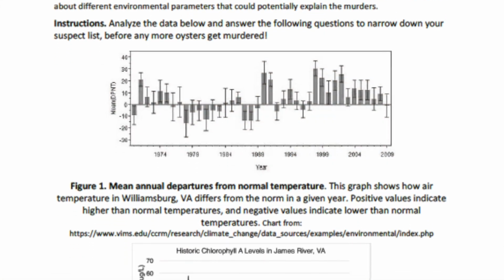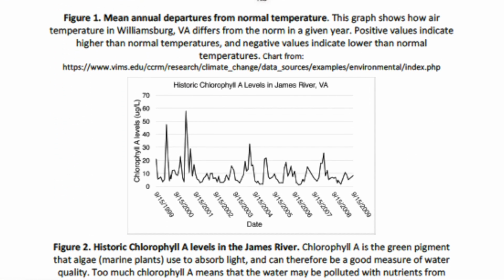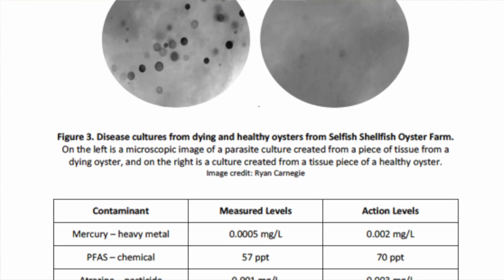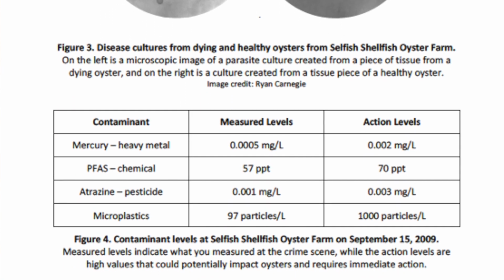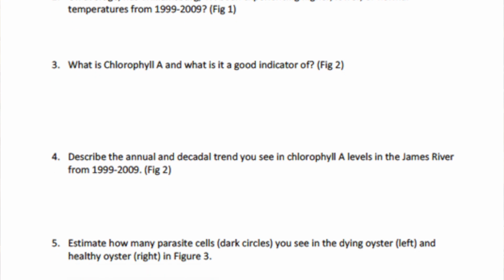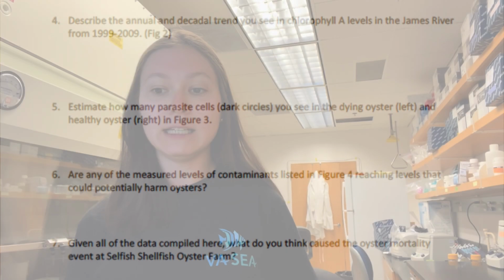In the first activity of this lesson, the students work in groups to analyze different graphs and data taken at the crime scene on this worksheet. After analyzing all of the graphs and tables and answering a few short questions, the students will then hopefully decide that some sort of disease has caused this mortality event.